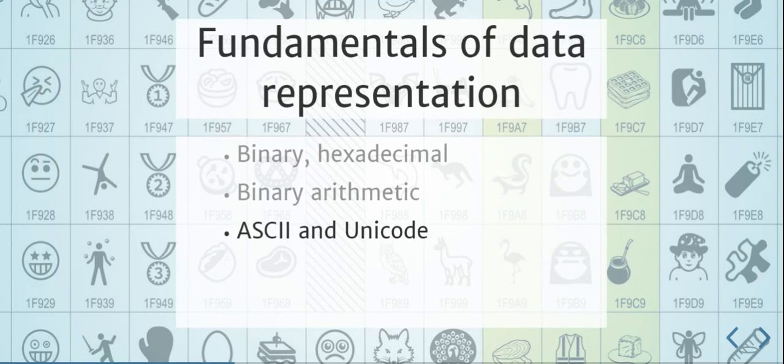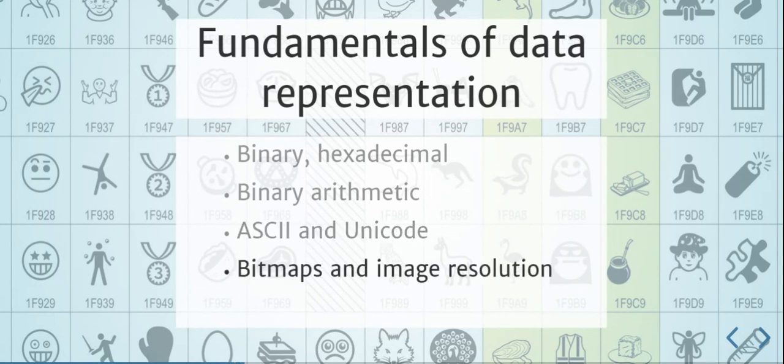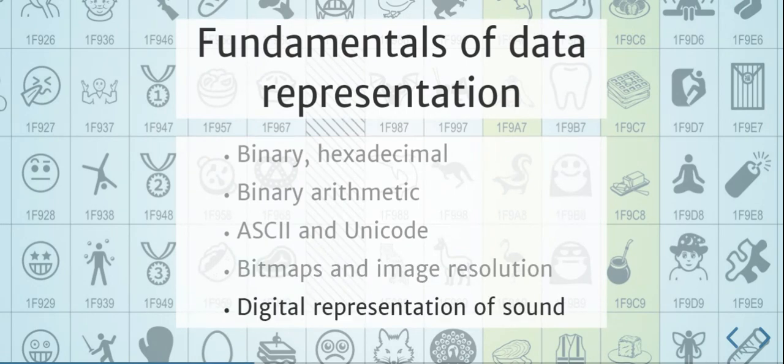Characters represented by ASCII and Unicode. We will spend most of the time using ASCII, but Unicode will become part of it, and it's just a way of representing characters on a computer and transmitting character information via computers. We'll be looking at images, which will limit to bitmaps, and how the resolution of those changes the quality of the image. And finally, in this section, we'll be looking at how computers can represent sound in binary.